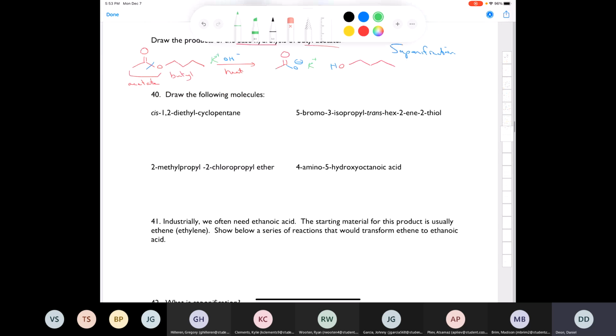All right, next is nothing more than a little bit of nomenclature practice and drawings of cis-1,2-diethylcyclopentane. So look, our parent is cyclopentane. So we could start by drawing that out. Cyclopentane, so that's a 5-membered ring. On carbons 1 and 2, we've got cis-1,2-diethyl. So we'll put cis like this, and then we have 1, 2, and 1, 2.